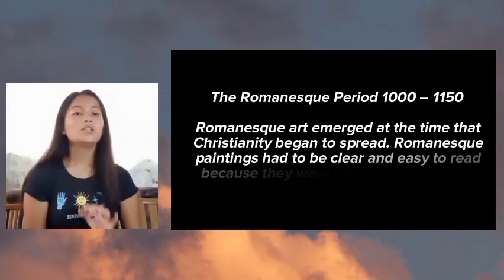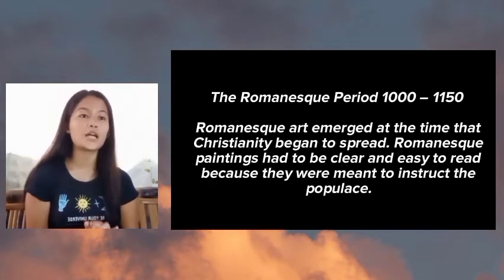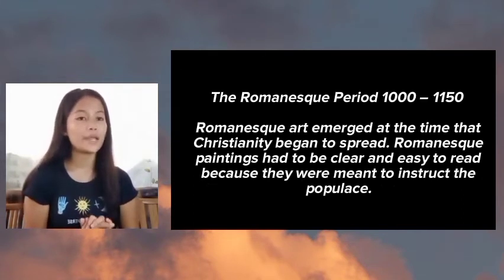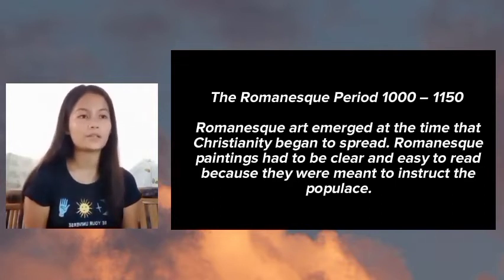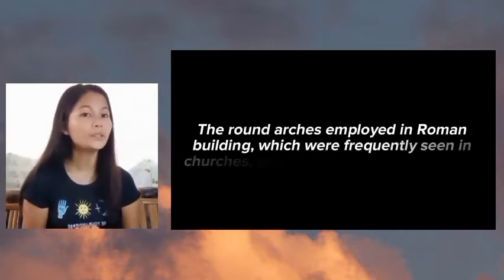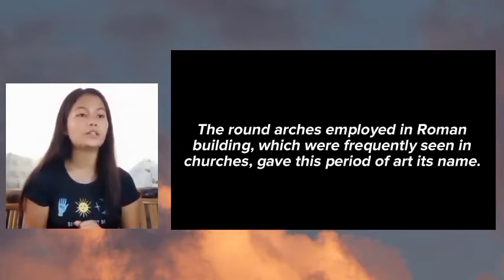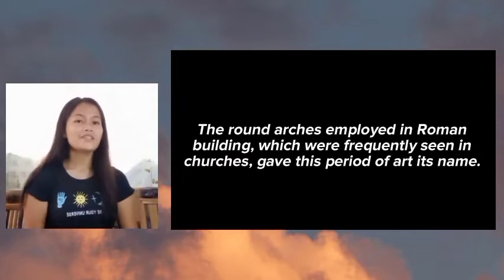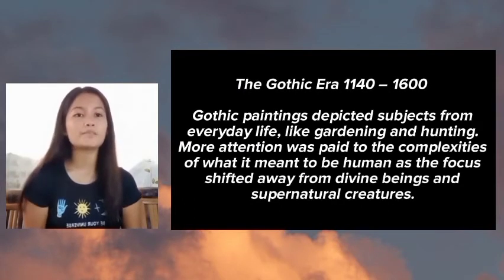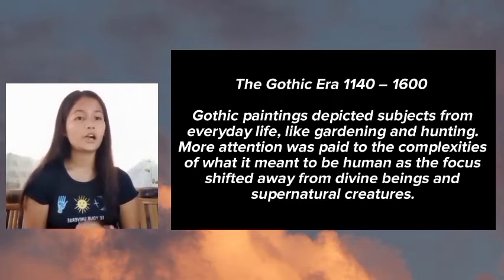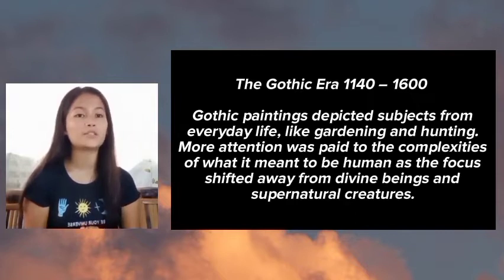Romanesque period. Romanesque art emerged at the time that Christianity began to spread. Romanesque paintings had to be clear and easy to read because they were meant to instruct the populace. The round arches employed in a Roman building, which we frequently see in churches, give this period of art its name. The Gothic era. Gothic paintings depicted subjects from everyday life, like gardening and hunting. More attention was paid to the complexities of what it meant to be human as the focus shifted away from divine beings and supernatural creatures.